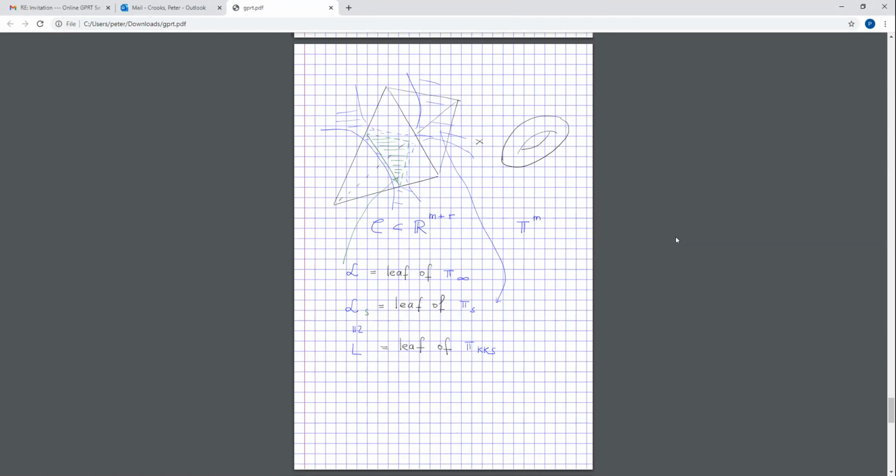That's a leaf of pi infinity. So the bluish thing around it, that's a leaf of pi s, for s very big. You see this leaf of pi s, it approaches the green triangle, but it also goes outside the cone, somewhere very far. And this leaf ls is the leaf of pi kks. It's isomorphic to it.